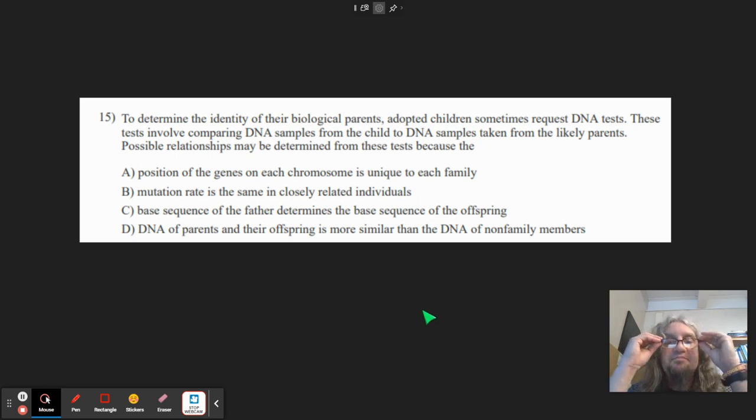Number 15. To determine the identity of their biological parents, adopted children sometimes request DNA tests. These tests involve comparing DNA samples from the child to DNA samples taken from the likely parents. Possible relationships may be determined from these tests because A, the position of the genes on each chromosome is unique to each family. B, mutation rate is the same in closely related individuals. C, base sequences of the father determines the base sequence of offspring. D, DNA of parents and their offspring is more similar than to the DNA of non-family members.